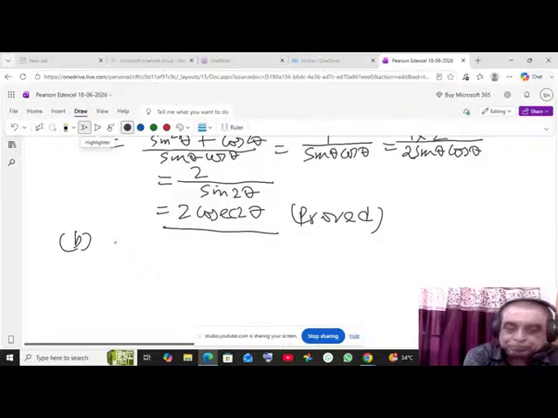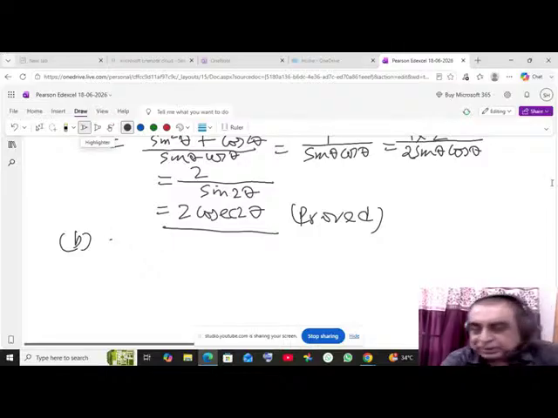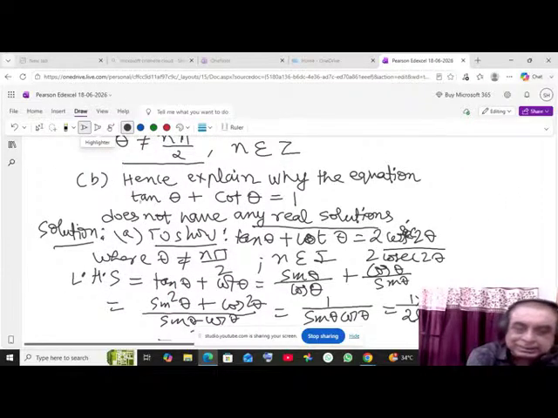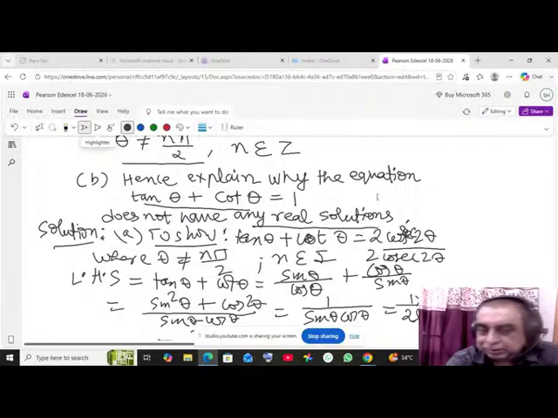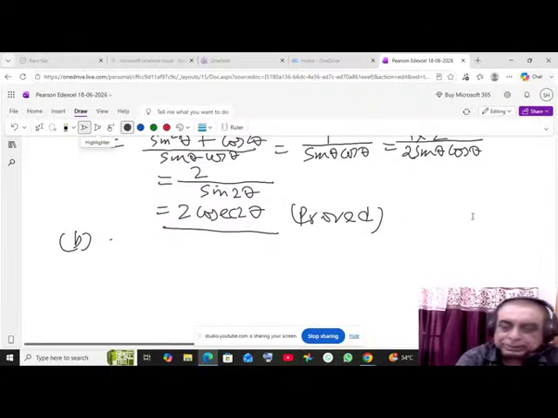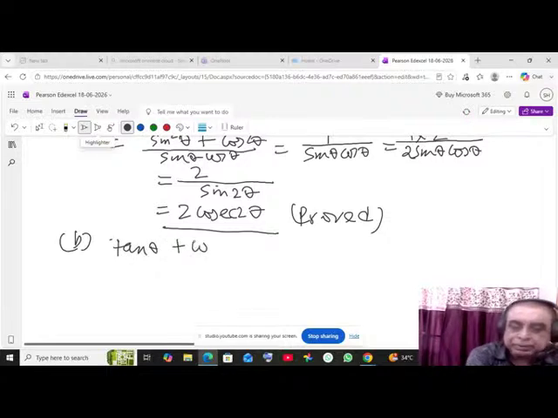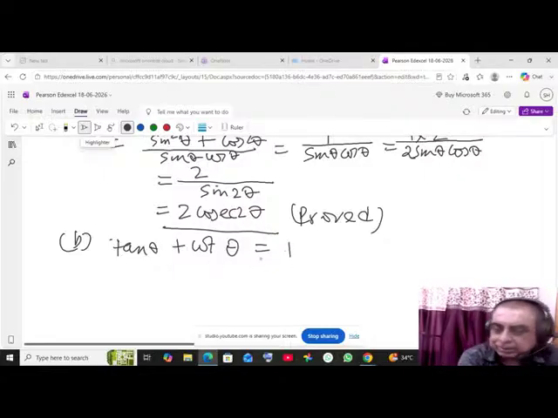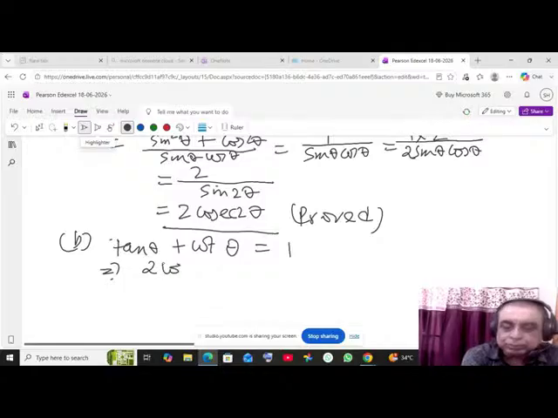Now see, we have already shown here what tan theta plus cot theta value is. It is 2 cosec 2 theta. So tan theta plus cot theta value is 1, and we have to show there is no such angle theta which satisfies this equation. So I am using here that tan theta plus cot theta value, 2 cosec 2 theta, is 1.